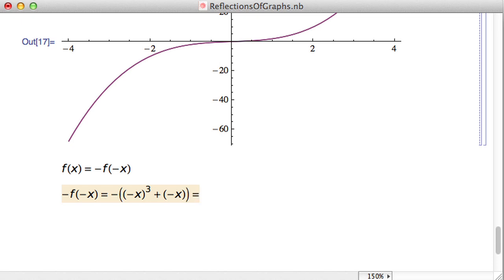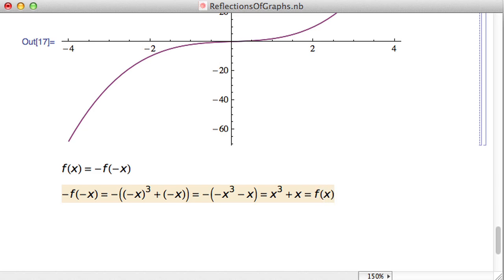Minus x cubed is minus x, so I'm going to get minus parentheses minus x cubed, and then plus minus x is minus x. And then now when I distribute that minus sign out in front of the parentheses, I get positive x cubed plus x. And that's the same thing as f of x.